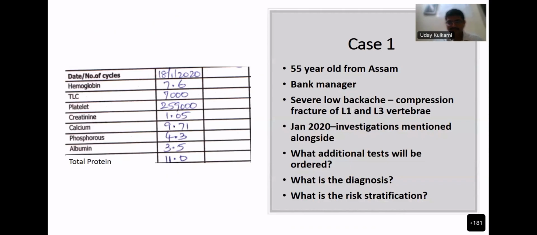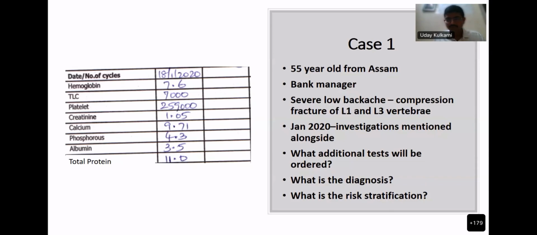Yes, sir. Case 1, 55 years old from Assam, bank manager, with the complaints of severe low backache, compression fracture of L1 and L3 vertebrae. Investigations done in Jan 2020 show hemoglobin is reduced and there is increase in the total protein and calcium is mildly increased. The total protein is 11 and albumin is only 3.5. There is an A by G reversal. So what additional tests would you order?